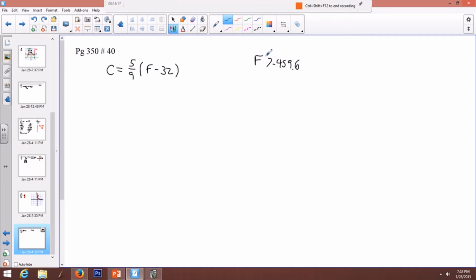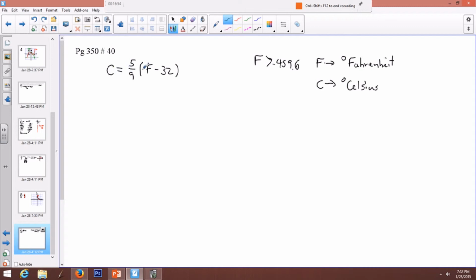459.6. I'm assuming that's absolute zero, but I'm a little off on my chemistry. And F is degrees Fahrenheit. I never learned how to spell Fahrenheit. And then C is degrees Celsius. That's good enough. All right, so the first thing says, find the inverse of the function C.